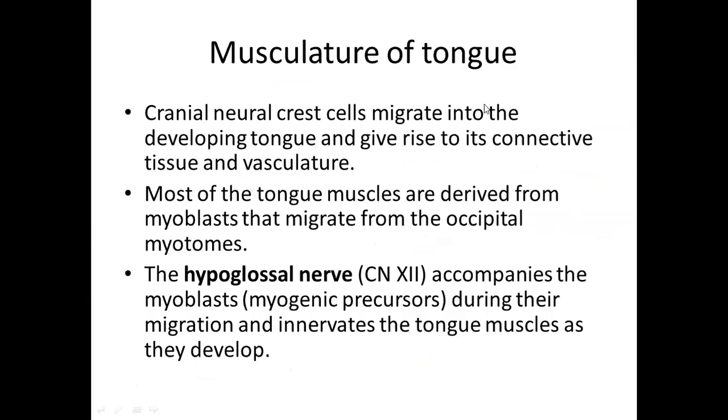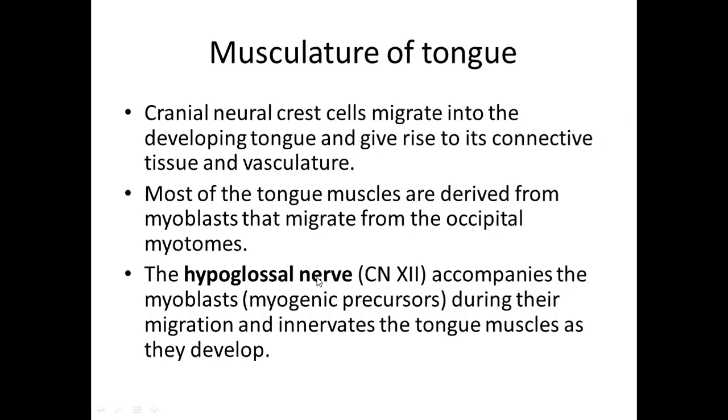Now the musculature of the tongue. So cranial neural crest cells will migrate into the developing tongue and give rise to the connective tissue and the vasculature of the tongue. Most of the tongue muscles, if you remember, are derived from the occipital myotomes. There was paraxial mesoderm that was forming somites. Ahead of that, in front of the notochord, there were pre-somites and head mesenchyme.